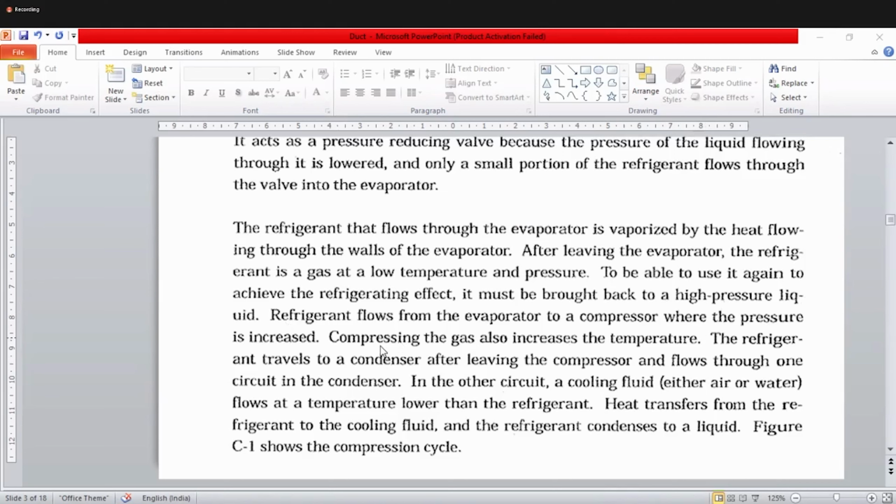So what we do, the refrigerant flows from the evaporator to a compressor where the pressure is increased. Further from the evaporator, where it gains the heat from the load, meaning the hot water which we are circulating through the FCU or AHUs, the heat which is gained is passed through the evaporator coil, and the heat gained by the refrigerant is passed through the high pressure liquid line. Okay, so the compressor then increases the pressure.